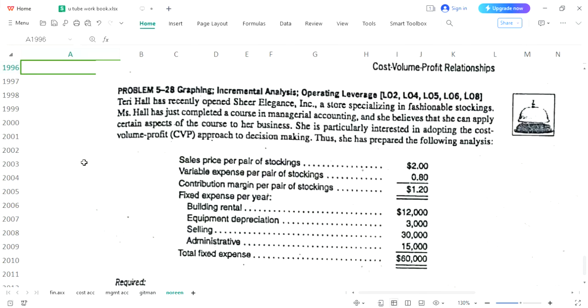Hey guys, hopefully everyone is doing well. Today's target is to solve question number 5.8. Chapter name is Cost Profit Volume Analysis. And here you can see your question.